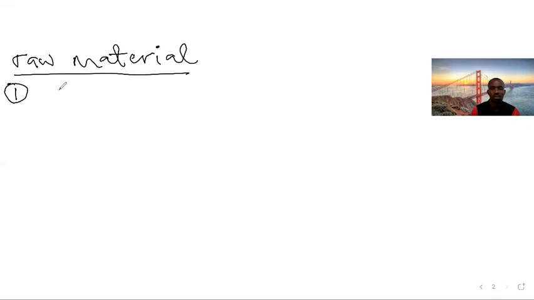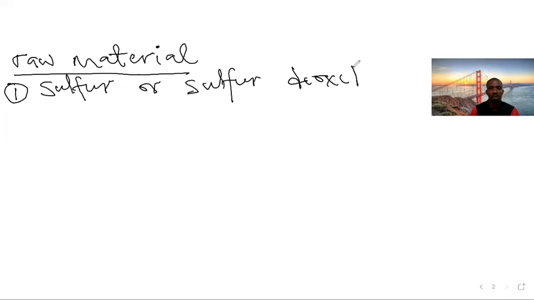There are 3 key raw materials. You have sulfur, you will need sulfur. If you don't have sulfur, we can actually start with sulfur dioxide. Another raw material that is necessary is air. The third raw material is water.